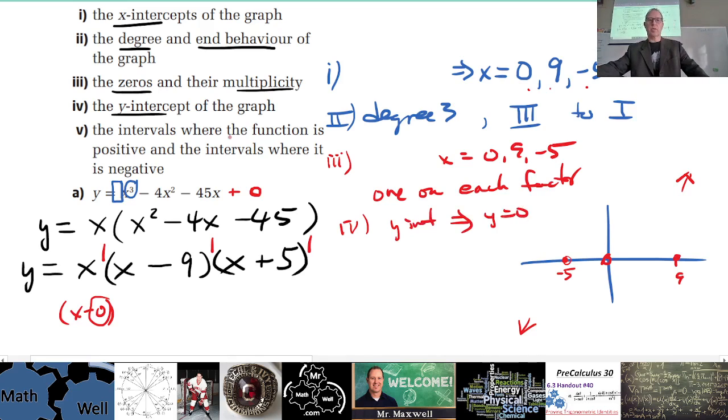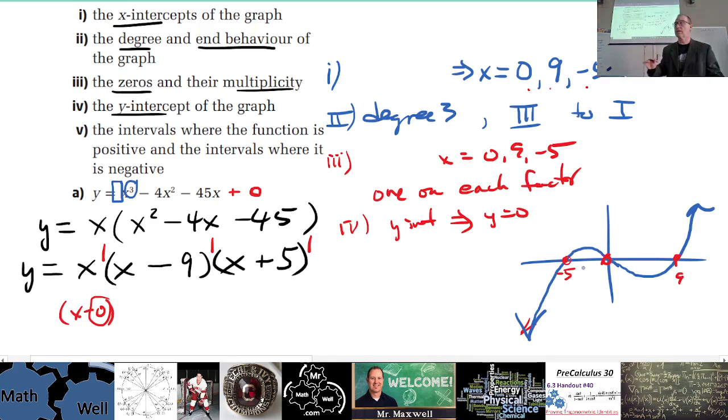Now, the intervals where the function is positive and where it's negative. We haven't focused on that, but I'm going to sketch this graph for you now that we know everything. So it's going to start down here somewhere. It's going to cross at negative 5, it's going to cross at 0, and it's going to cross at 9. So that's kind of what it looks like. And from here, you can see where it's positive and where it's negative really easily.